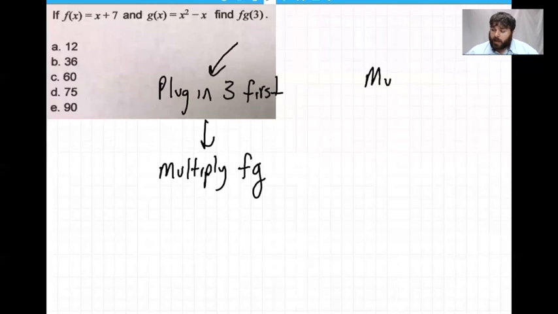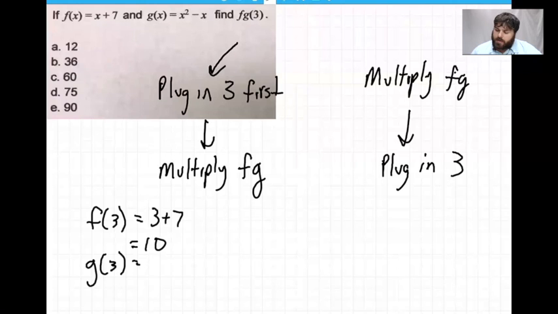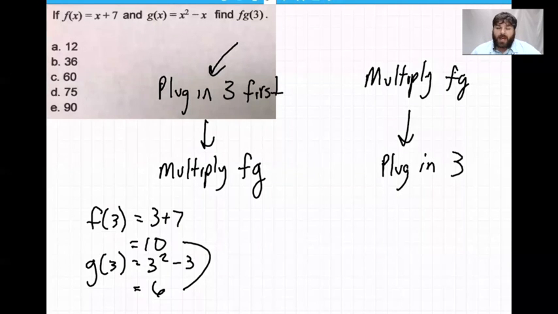Or I can multiply f and g first and then plug in 3 for x. Okay? Either way works. So let's try plugging in 3 first. So I get f of 3 is 3 plus 7, which is 10. And then I get g of 3 is 3 squared minus 3. So 9 minus 3 is 6. Then I multiply them together, okay, because I'm doing fg, which is f times g. That gives me 60. That was pretty easy, okay?